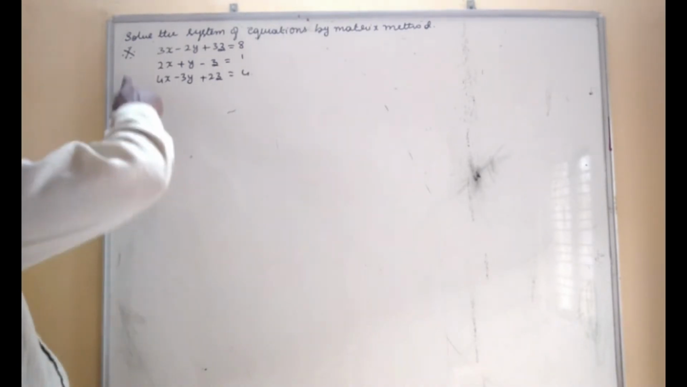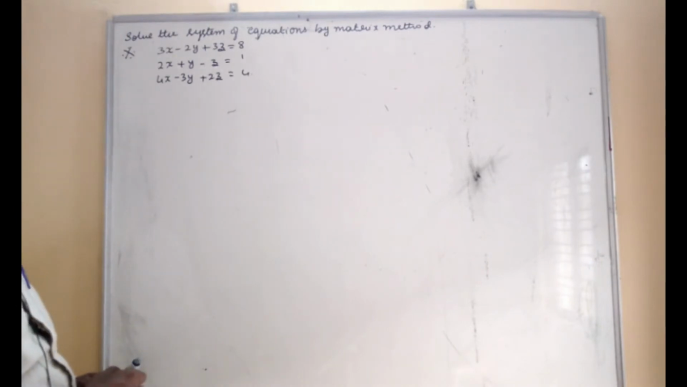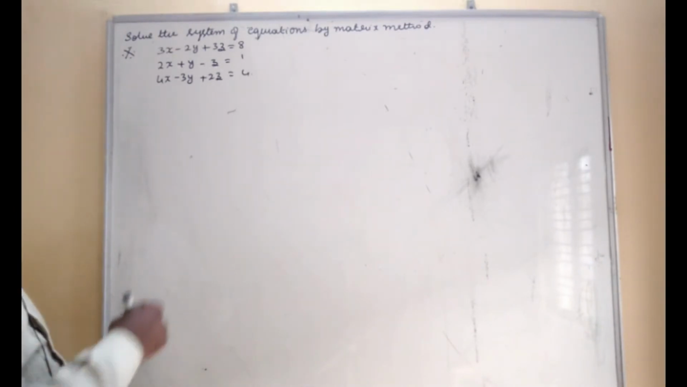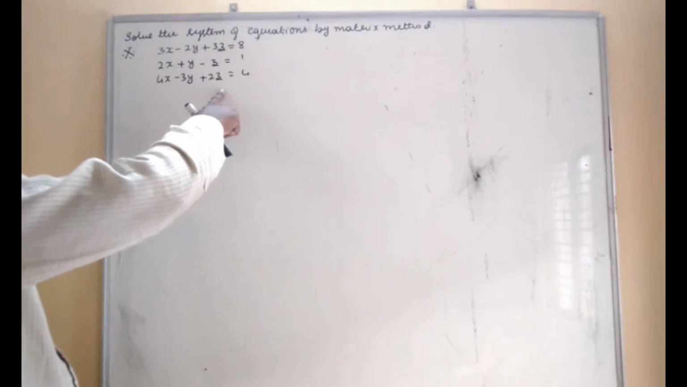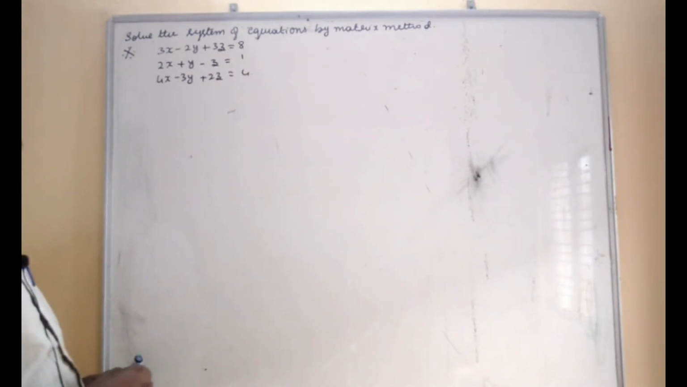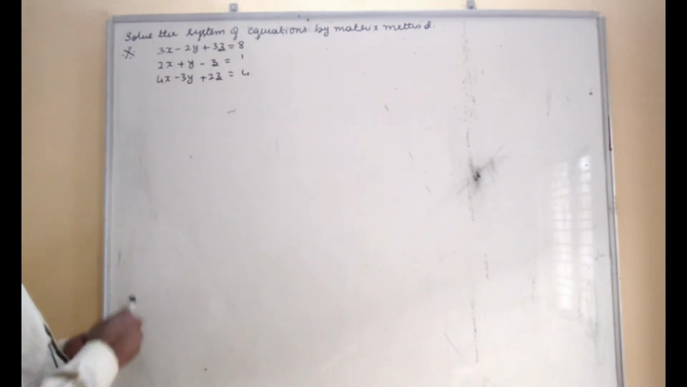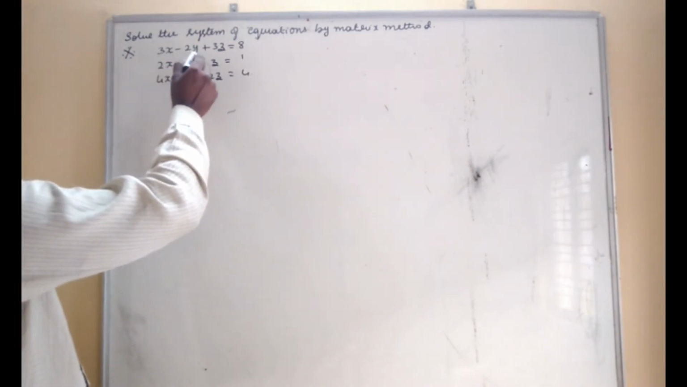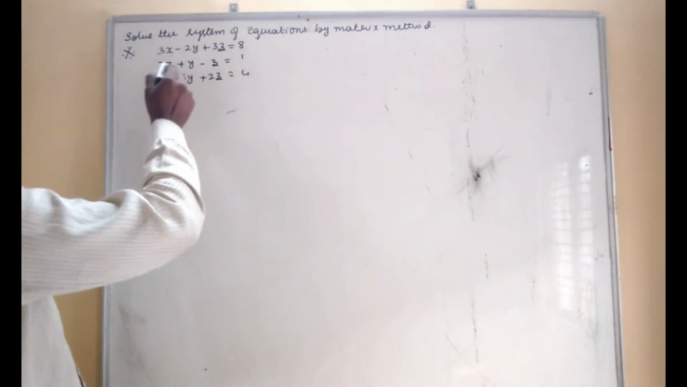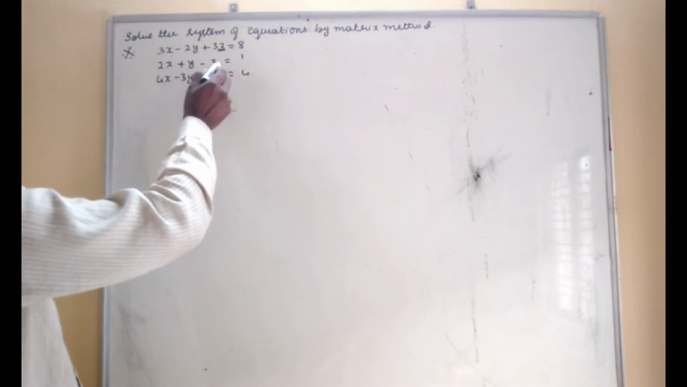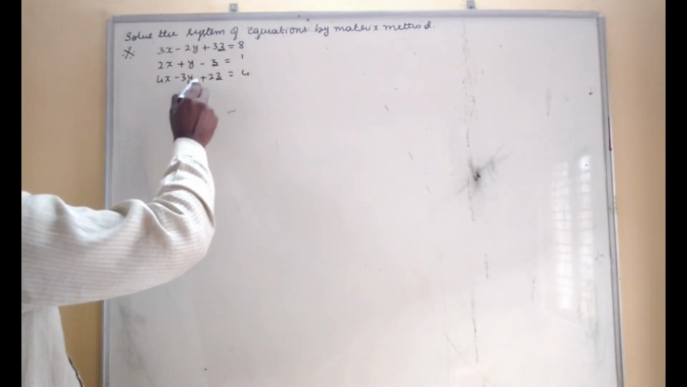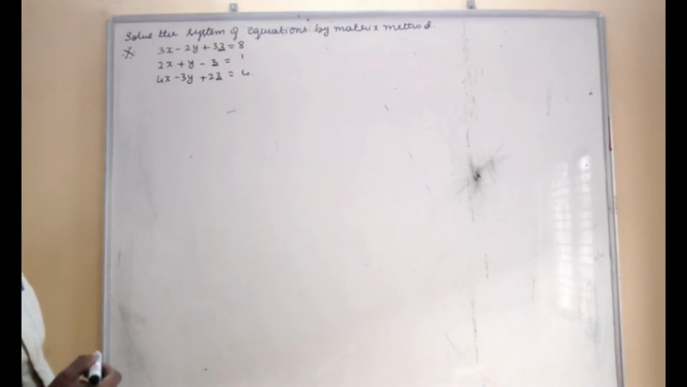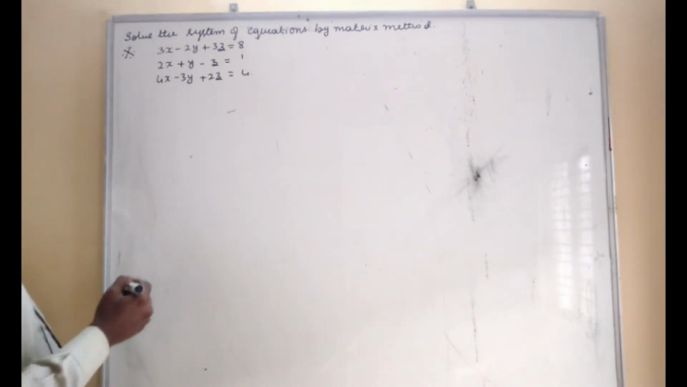This is a very important question for your annual exam. Every year there will be one compulsory question on the matrix method for 5 marks. He has given linear equations in 3 variables. 3x minus 2y plus 3z is equal to 8. 2x plus y minus z is equal to 1. 4x minus 3y plus 2z is equal to 4. So this is the question he has given.